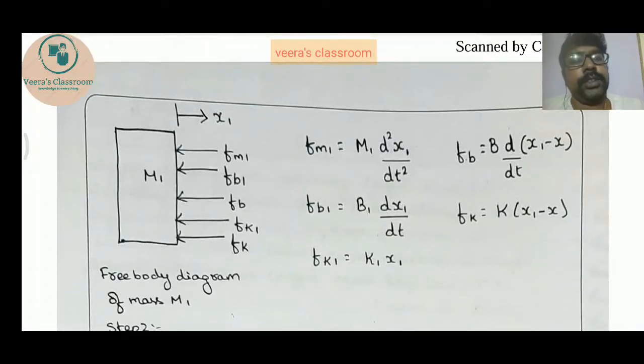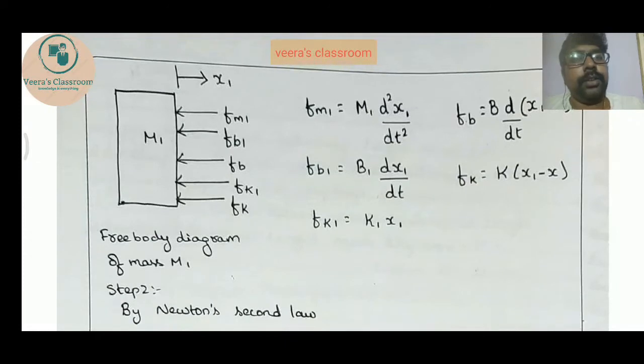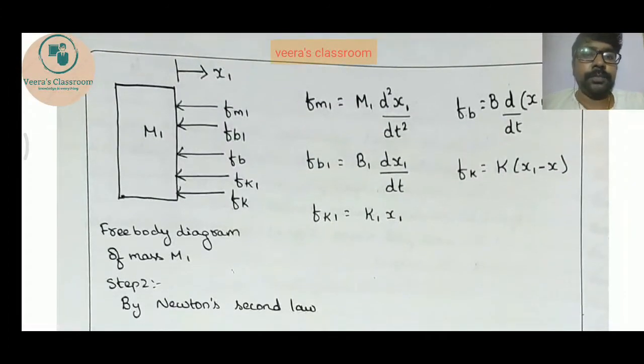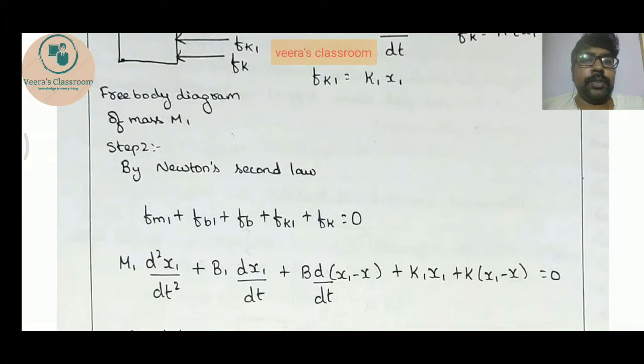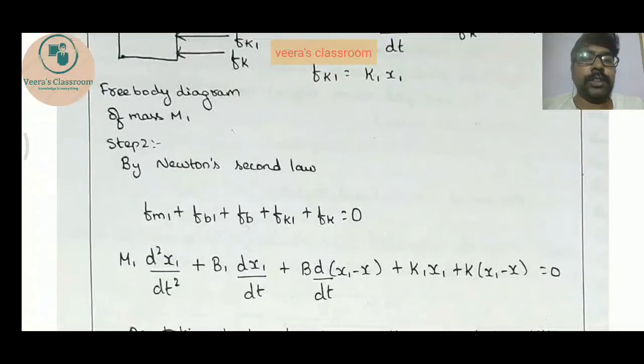So based on Newton's second law, we are going to add all those opposing forces and it will be equal to the applied force. Here we do not have any applied force, so it is fm1 plus fb1 plus fb plus fk1 plus fk equal to 0. So we will substitute all those values of fm1, fb1, fb, fk1 and fk. So it is m1 d square x1 by dt square plus b1 dx1 by dt plus b d dt of x1 minus x plus k1 x1 plus k into x1 minus x equal to 0. This is 0 because we do not have any applied force. If we have an applied force, we will write it on the right side.